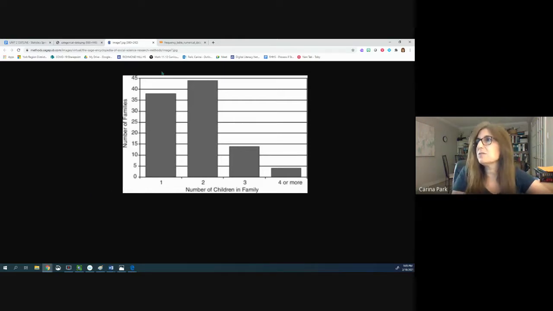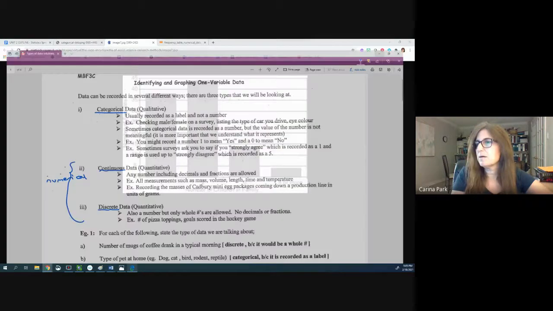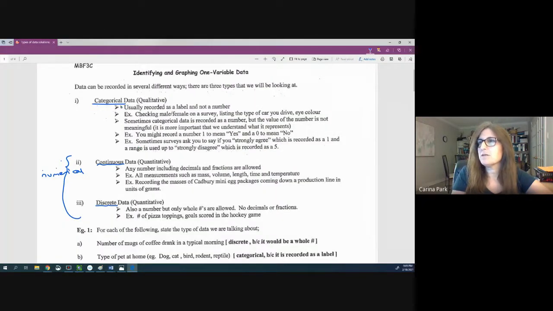So I'll show you back in your worksheet. Categorical was the one where we're describing the bars with words. Discrete is numerical, but you can count them. So a number, but only whole numbers are allowed, no decimals or fractions. So for example, number of pizza toppings or goals scored, right? We can't have half a goal.